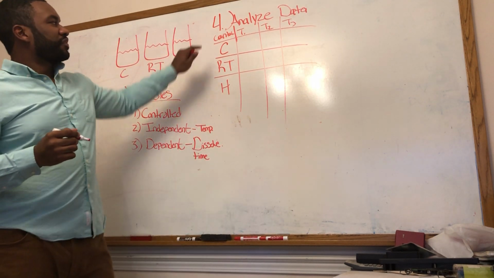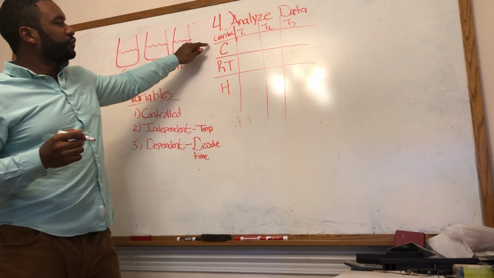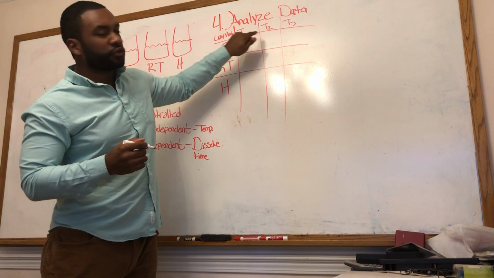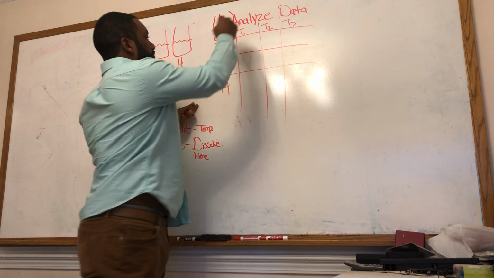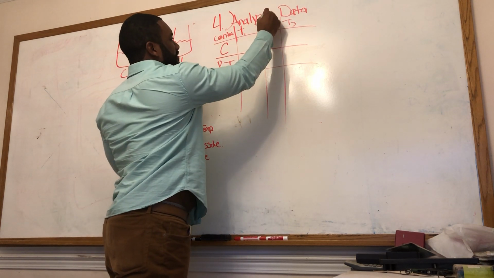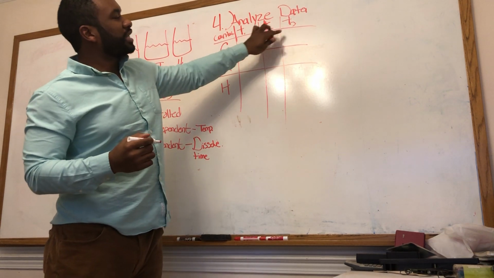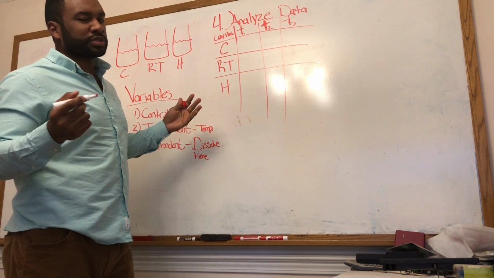And so we have the container. I abbreviated that obviously for the cold, room temperature, hot. Time for trial 1. It should be a lowercase t, my bad. Time 1, time 2, and time 3. I'm just going to make up some numbers because I know the result of the experiment.